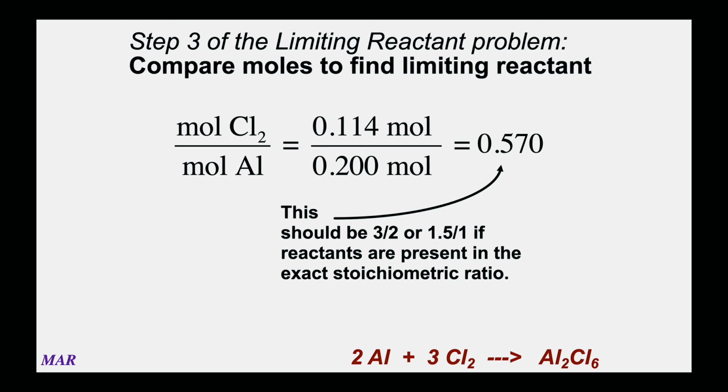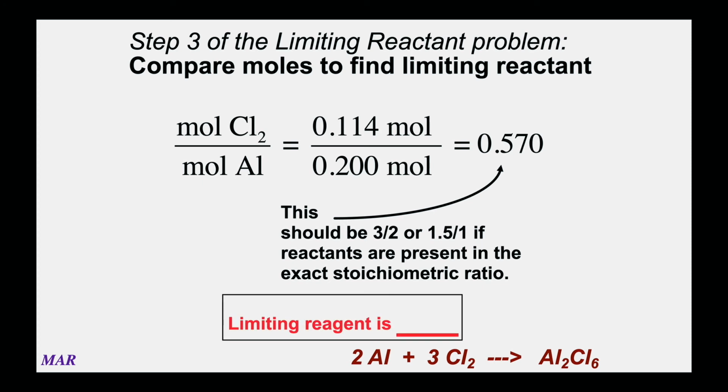If it was 3/2 or 1.5, then that would be an exact ratio, and our chlorine and aluminum would be balanced. So, like I told you earlier, this is not a relationship where the reactants are balanced. We do not have enough of one of them. And in this case, the limiting reactant is going to be the chlorine.